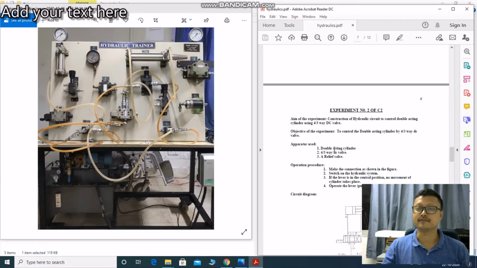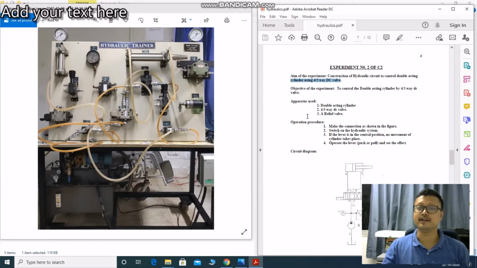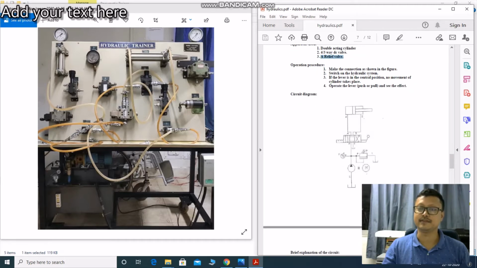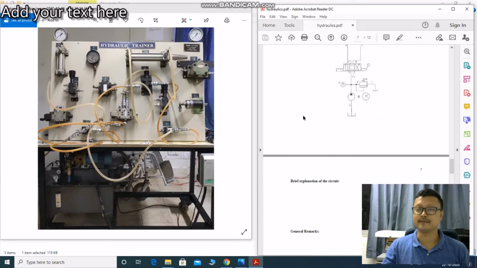For the second experiment, we are going to perform the construction of a hydraulic circuit to control a double acting cylinder using a 4 by 3 way directional control valve. The apparatus we are going to use are a double acting cylinder, a 4 by 3 way directional control valve, and one relief valve. One circuit diagram is given. According to this circuit diagram, we need to connect our hoses in this hydraulic system.